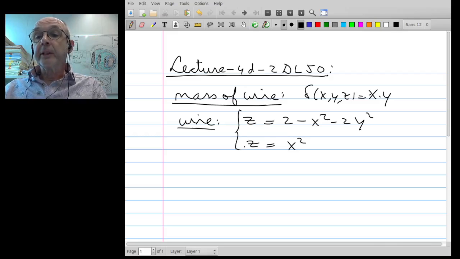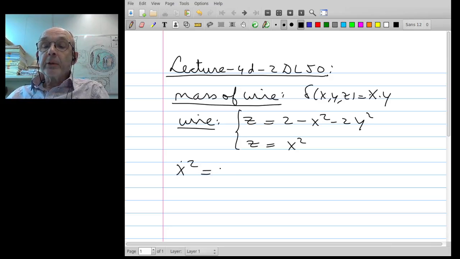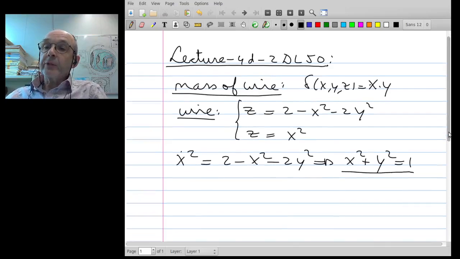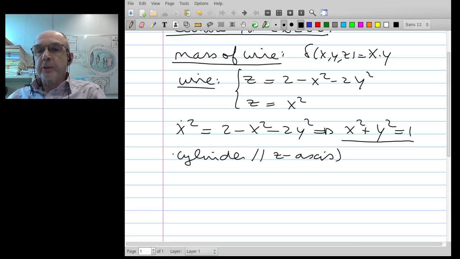Now I do it a little bit differently than Adams is doing. You see z satisfies some equation, and another equation. We may also put them together to get them equal. So x squared becomes 2 minus x squared minus y squared. And if you rearrange it a little bit, you get that x squared plus y squared is 1. So you have in the xy plane the unit circle, your z is free, so you have a cylinder parallel to the z-axis, and your z is free to choose.